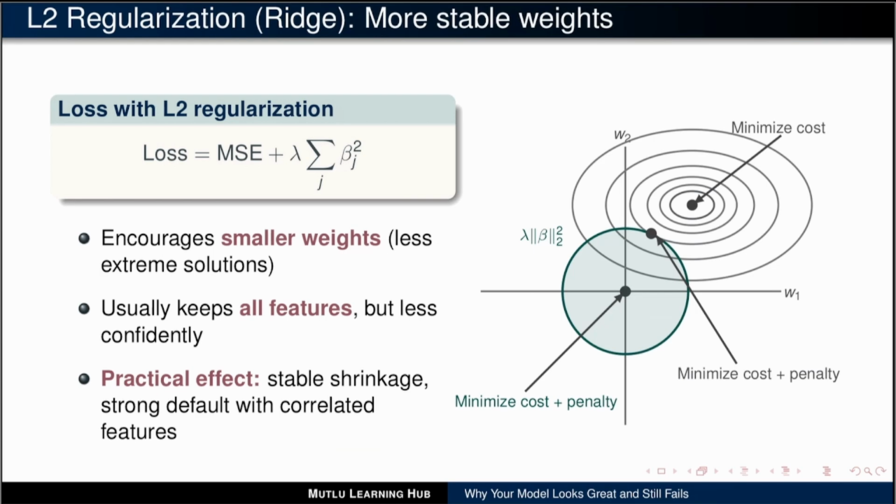If the best unconstrained solution is far away from zero, L2 pulls it back. It prefers smaller, more balanced coefficients, and the size of that circle depends on lambda. If lambda is small, the circle is large, the model has more freedom. If lambda is large, the circle shrinks, the model is forced closer to zero. So L2 doesn't remove features, it just shrinks them. And that shrinking effect is what makes the model more stable.